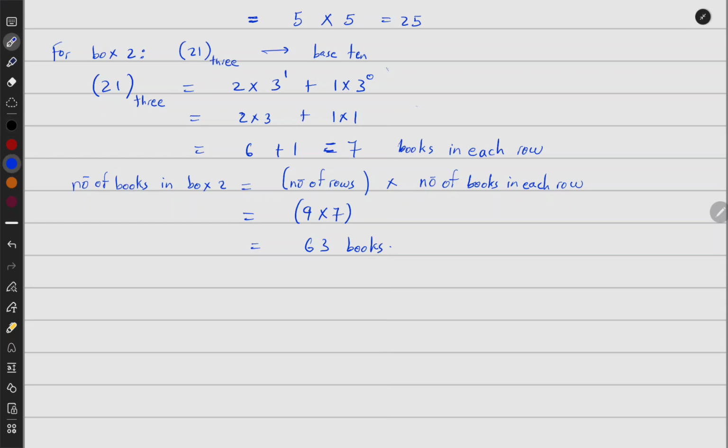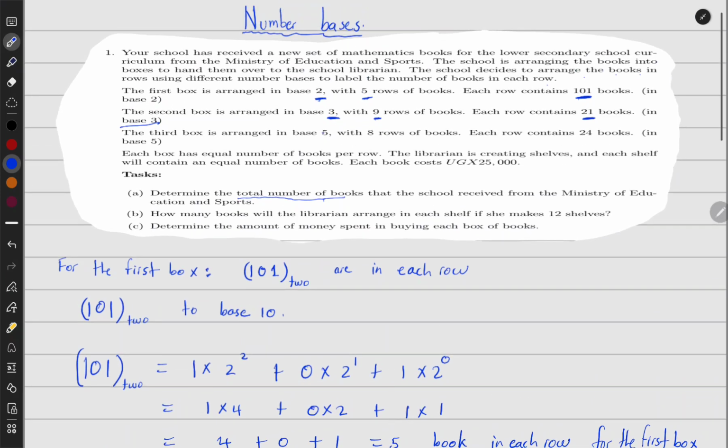Okay, now we proceed to box 3. For box 3 you can pause the video and try it out yourself and see what you get. It is the same procedure, however this time around for box 3 we see that it is arranged in base 5, 8 rows, and each row contains 24 books in base 5.